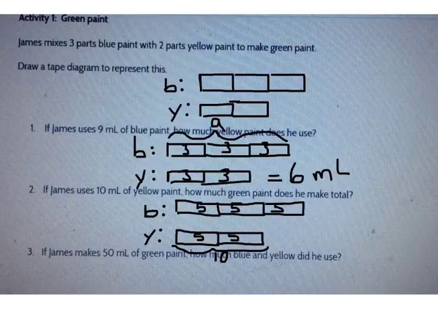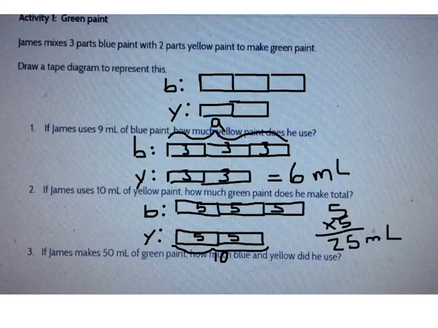How much green paint does he make total? Well, I've got to add up all of the blue paint and all of the yellow paint. So when I add 5 plus 5 plus 5 plus 5 plus 5, or 5 times 5, how many milliliters of green paint does he make total? He makes 25 milliliters of green paint.